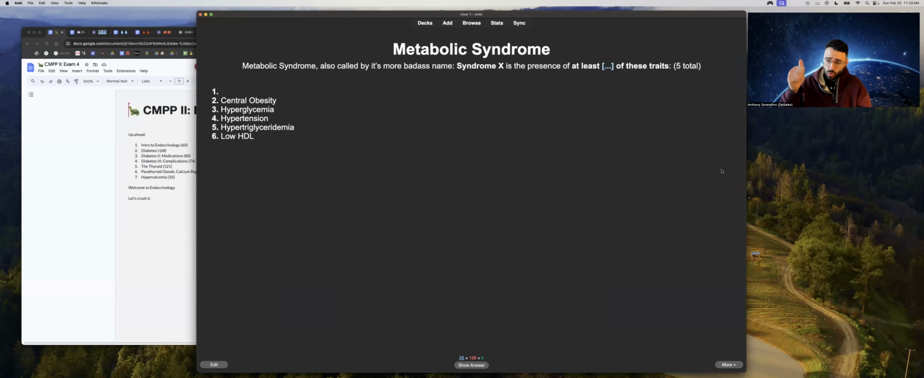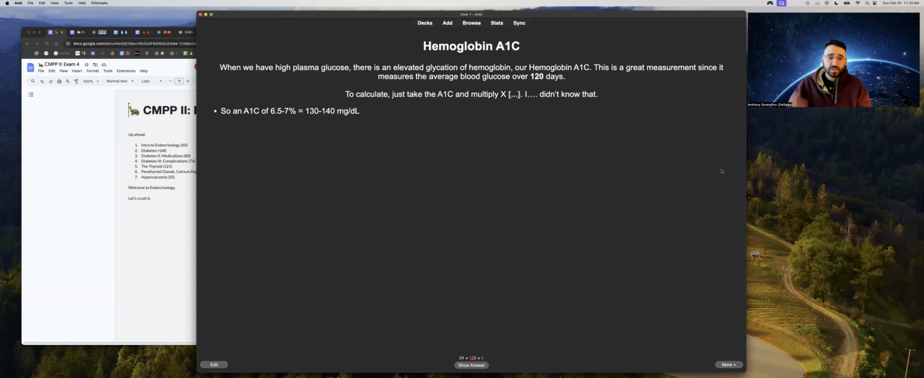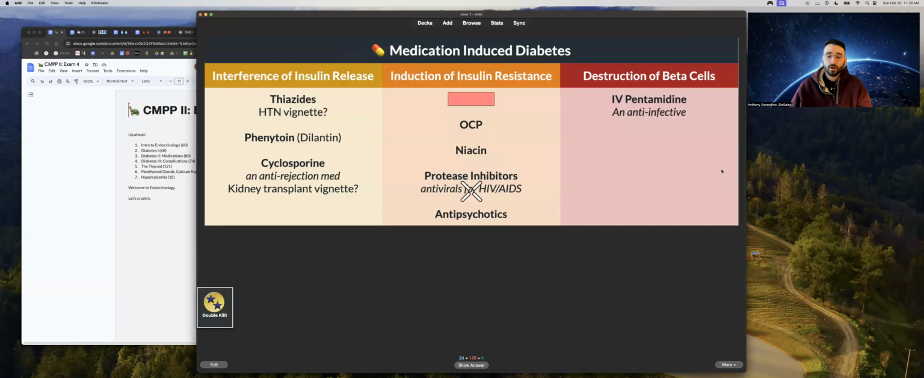Oh, when I did this, this is the most fun part. So you need at least 3 of these. So basically you need the majority of these. So it would be 2.5 to 3. To calculate, just take the A1C multiply by 20. All right, we're below 25 and we got 125 reviews. We're getting there. Induction of insulin resistance.